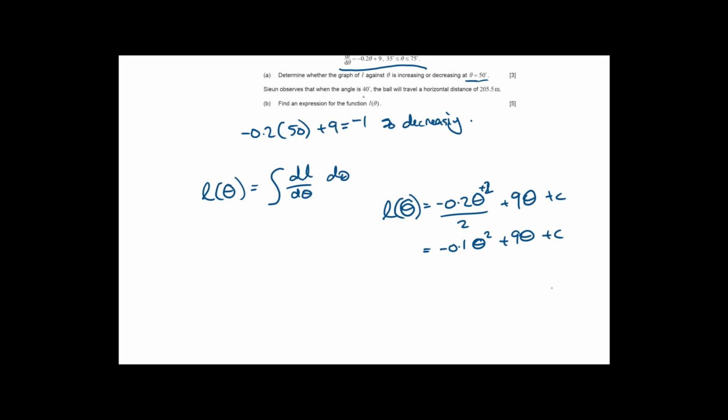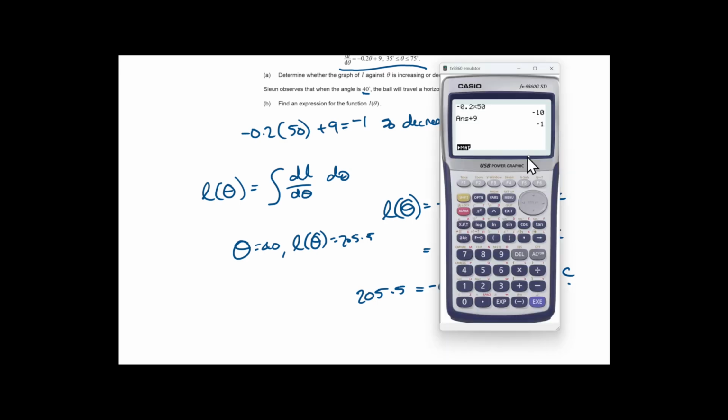But we know one of the points, where 40 degrees is 205.5 meters. So in other words, when theta equals 40, L of theta is 205.5. So 205.5 is going to be equal to negative 0.1 times 40 squared plus 9 times 40 plus the constant. We have one equation, one unknown. We're finding c. You would just grab your calculator. I'd just be really, really lazy.